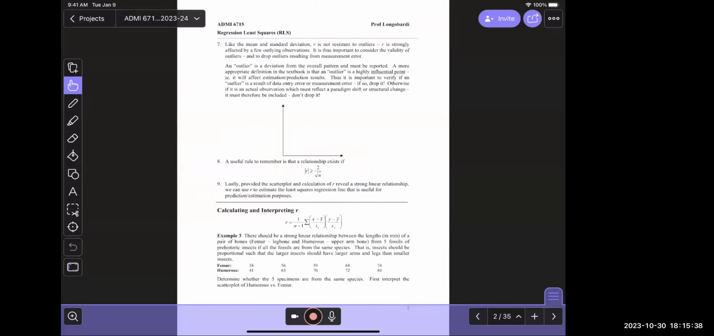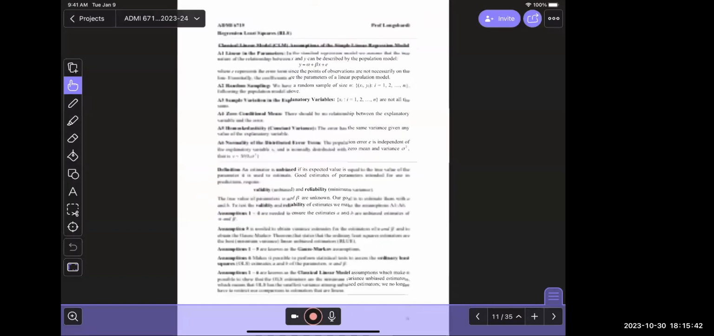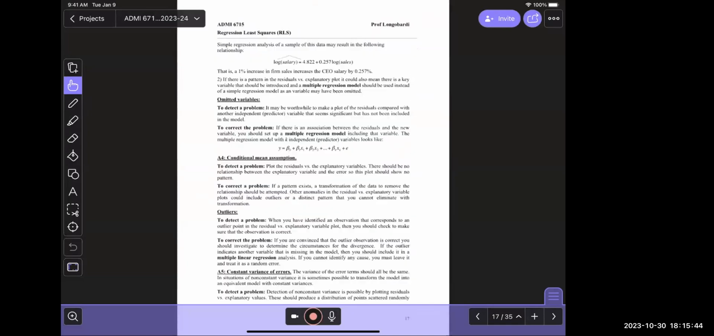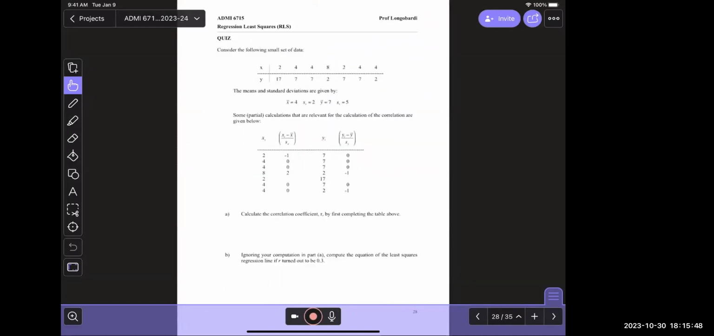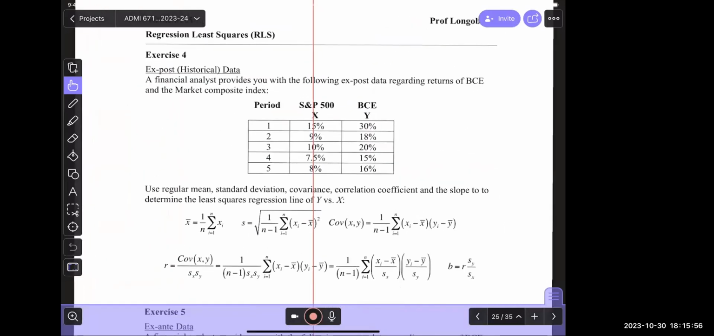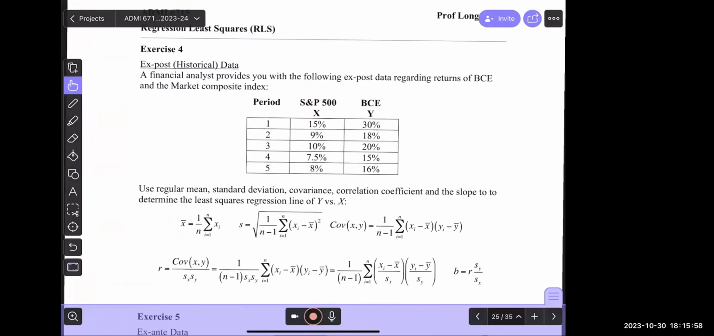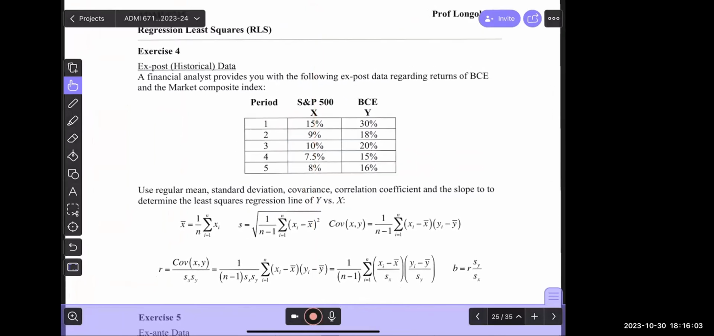Let's take the best example. Let's use the finance data. I believe it's here. So let's take this finance data and put it into Excel.